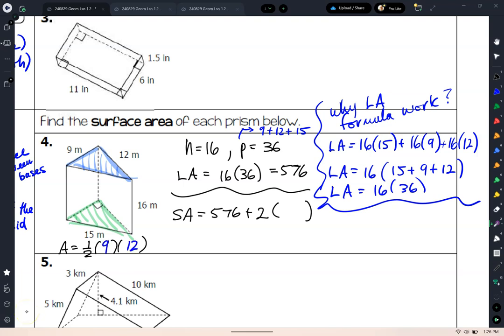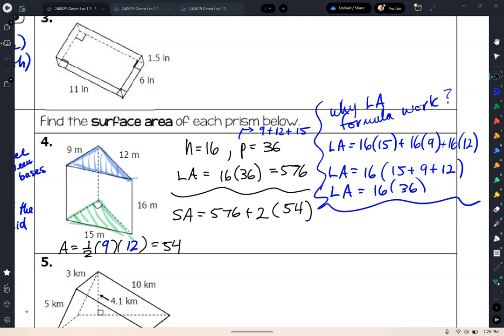Put 9 and 12, right? Why 9 and 12? Because 9 and 12 sit on a flat two-dimensional base and meet at 90 degrees. So there's your area of your flat two-dimensional base. Okay. So we have 9 and 12 and a half is 54.